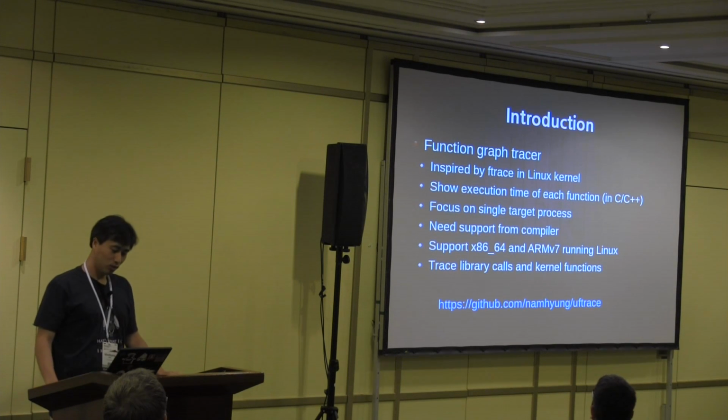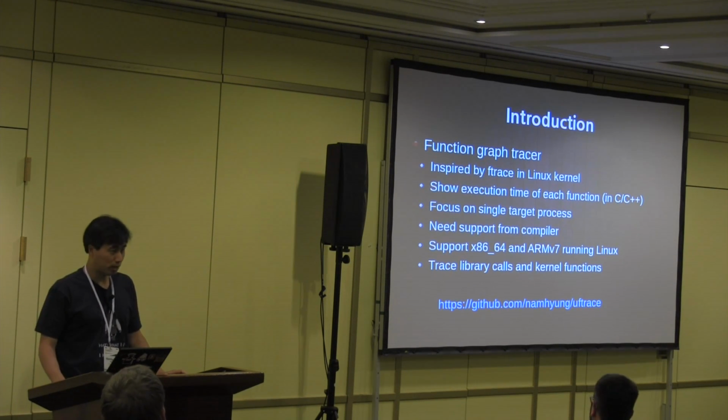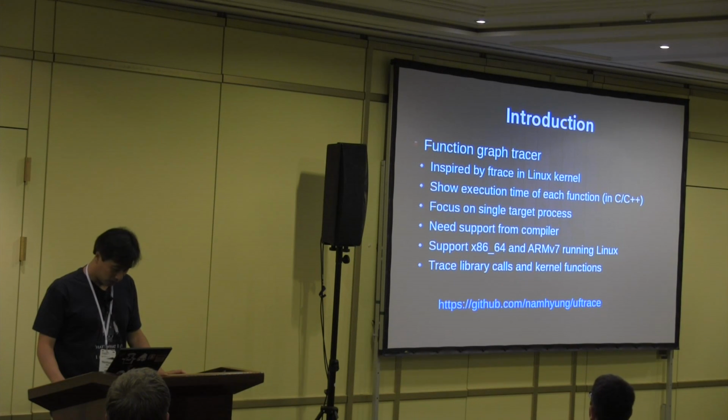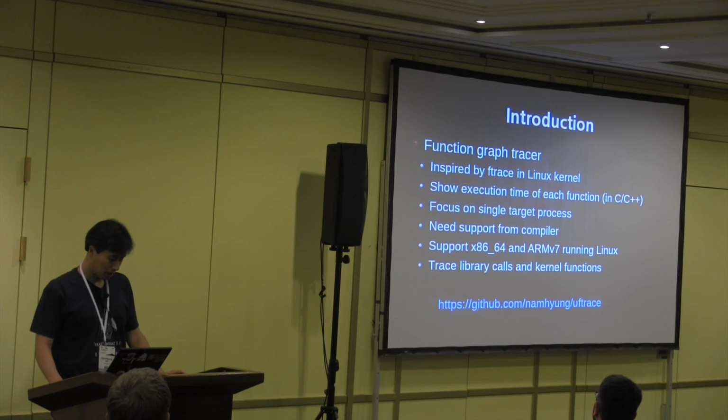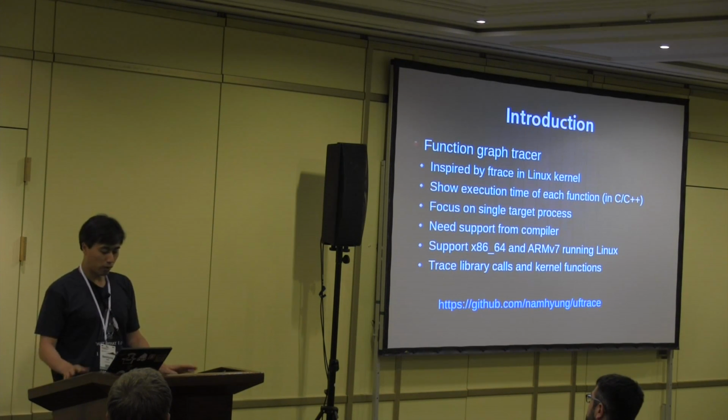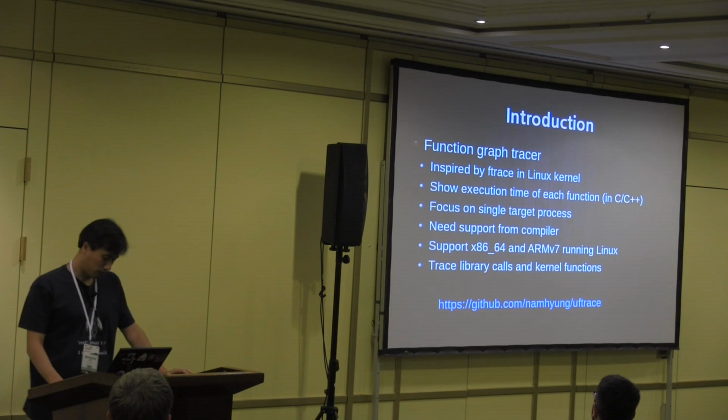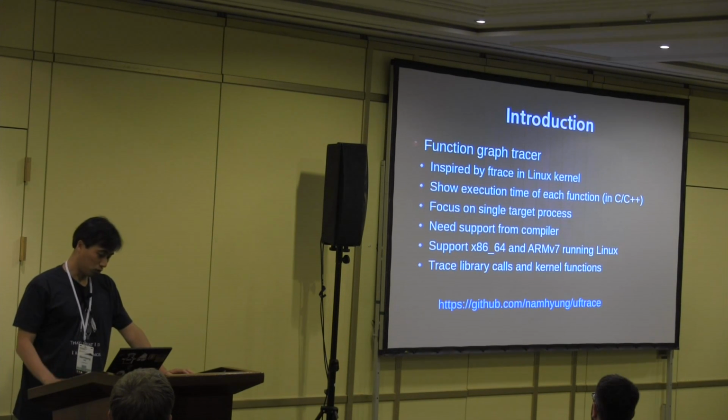Introduction. Uftrace is a function graph tracer, which is inspired by the Linux kernel tracer. It shows the execution time of each function written in C or C++. But instead of targeting all processes in the system, it just focuses on a single process. And it needs some support from the compiler for its instrumentation code.